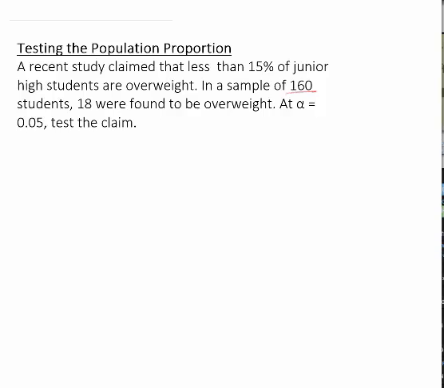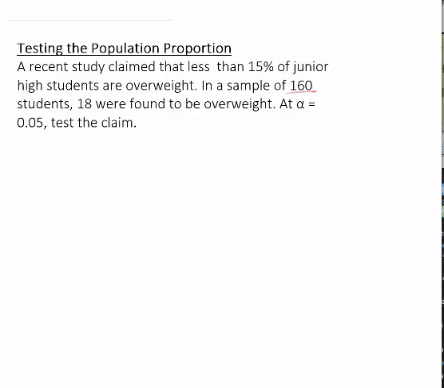In this example, I'm going to show you how to test the population proportion using the critical value method. A recent study claims that less than 15% of junior high students are overweight. In a sample of 160 students, 18 were found to be overweight. At alpha equals 0.05, test the claim.